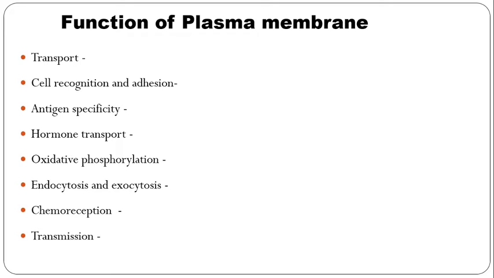There are two types of transport. First, the membrane is semi-permeable, selectively transporting and selectively permeable. The membrane which allows the passage of a solvent but not a solute is called a semi-permeable membrane.